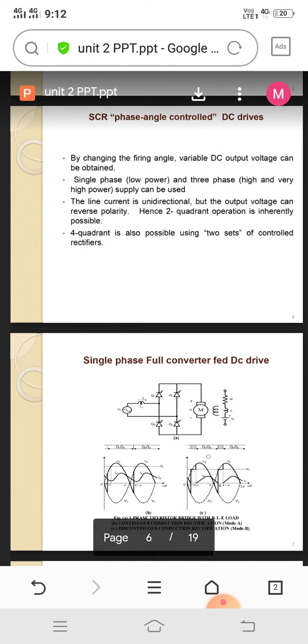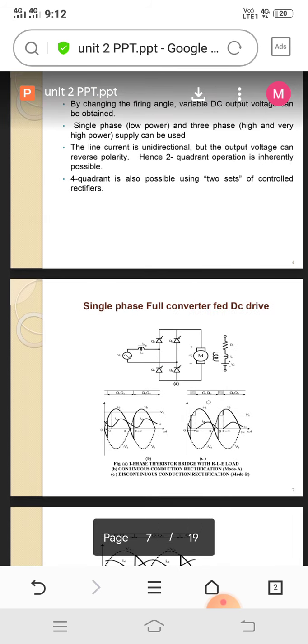This is a single phase full converter fed DC drive. This single phase full converter fed DC drive has four SCRs. It consists of one phase and one neutral. One phase line carries two SCRs, so we have two legs, and four switches are there. Four switches are connected across the circuit. After these switches, one DC motor is connected for its operation.